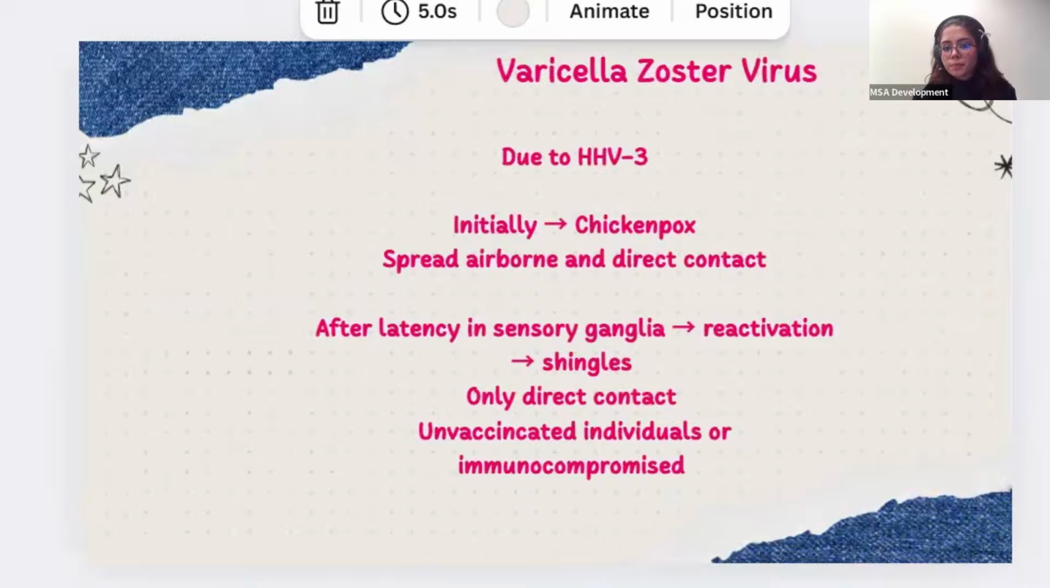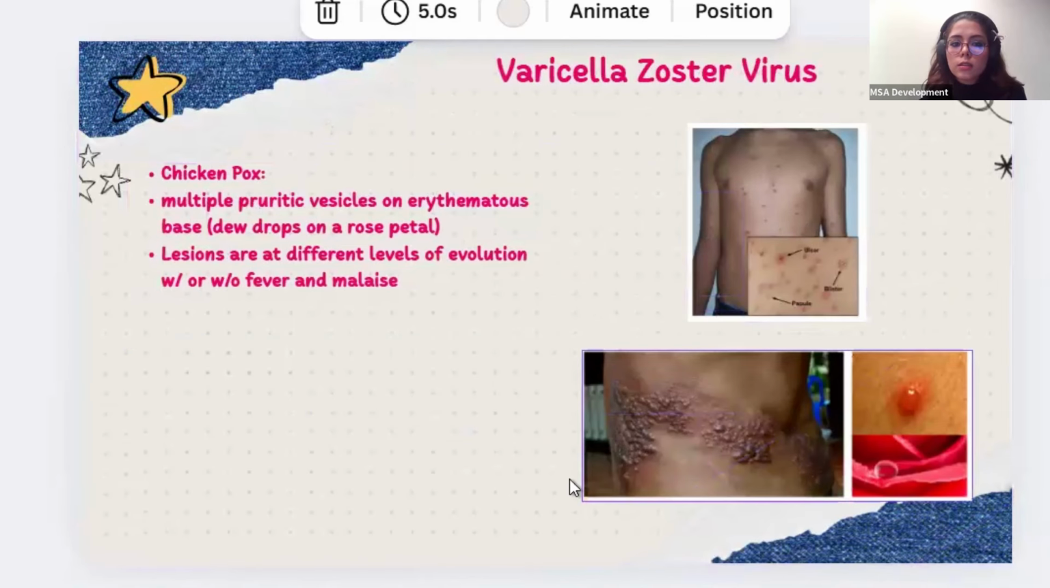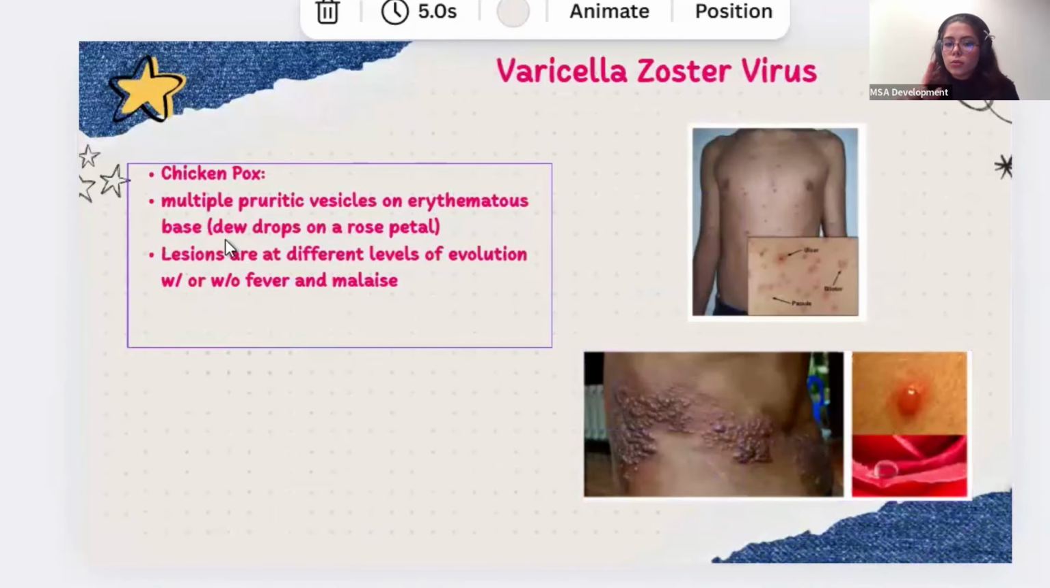Varicella zoster virus is due to HHV-3. Okay. In children, it's called chicken pox. Okay. Oh yeah, it was shingles. Varicella was shingles. And in adults, if it gets reactivated or they catch it as an adult, then it's really dangerous and you need to watch out. Okay. This is what it looks like. It's chicken pox in kids. This is what it looks like in adults.